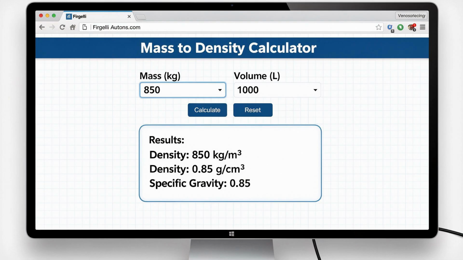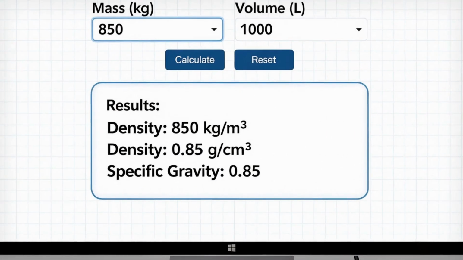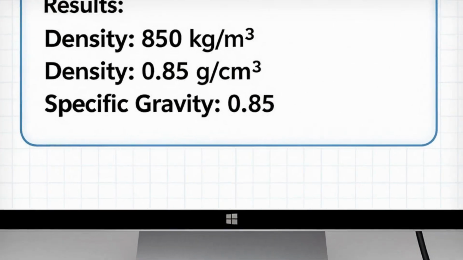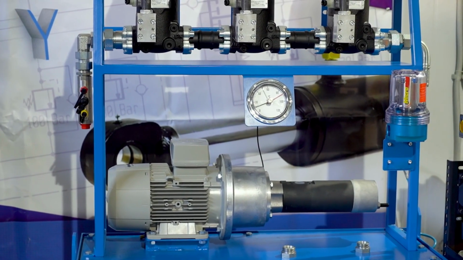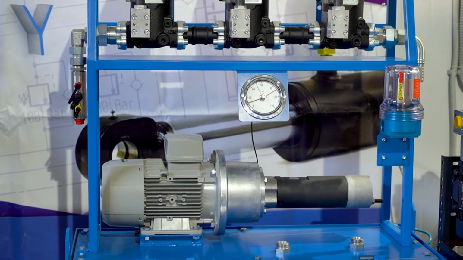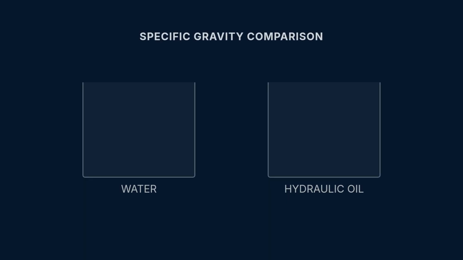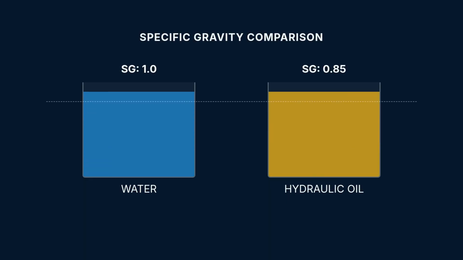After clicking Calculate, the density appears as 850 kilograms per cubic meter, or 0.85 grams per cubic centimeter. The specific gravity shows 0.85, confirming this oil is lighter than water. These outputs tell you material properties essential for pump selection, buoyancy calculations, and system design. The specific gravity helps compare fluids quickly.